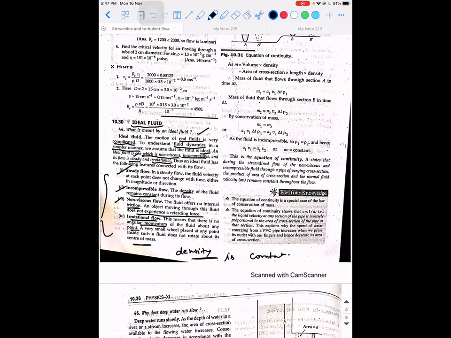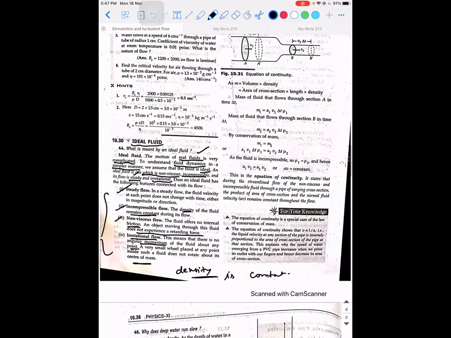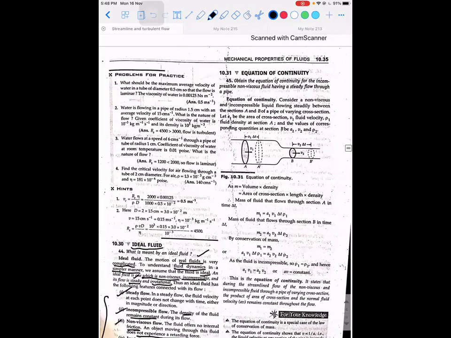Keeping all these facts in mind, now we are going to discuss a derivation, which is called the equation of continuity. This equation of continuity will give you the mathematical reason behind why, if the area is smaller, the velocity will be more. That is what we are going to understand. So let's talk about this. Shall I proceed? Yes, sir.